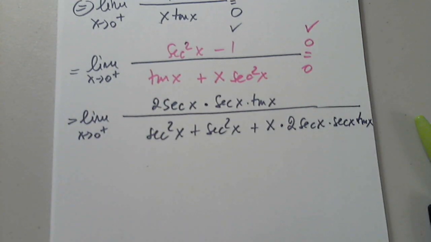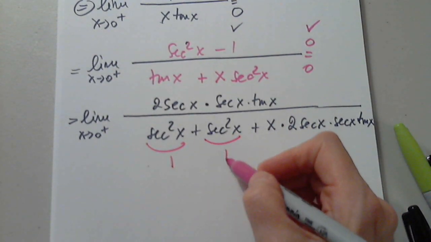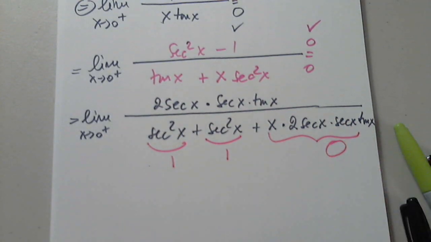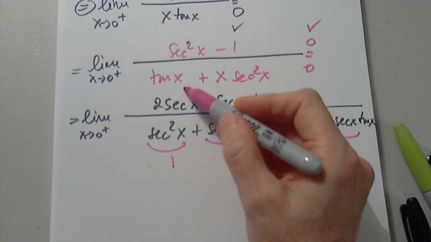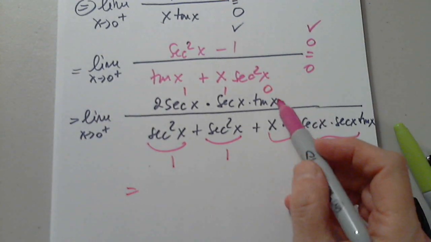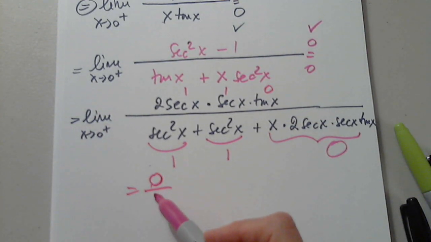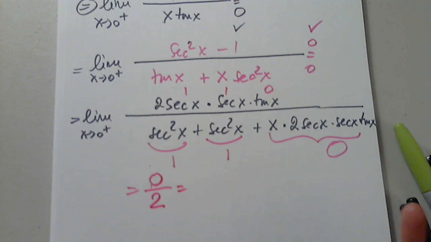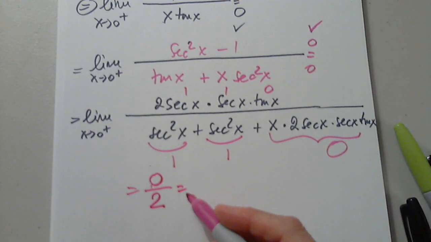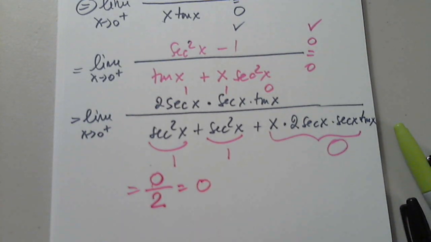And now let's see. This is 1. This is 1. All this is 0. This is 1, but this is 0. So then the numerator goes to 0, and the denominator goes to 2. Fine. 0 over 2 is a number. What is it? 0. That's it.